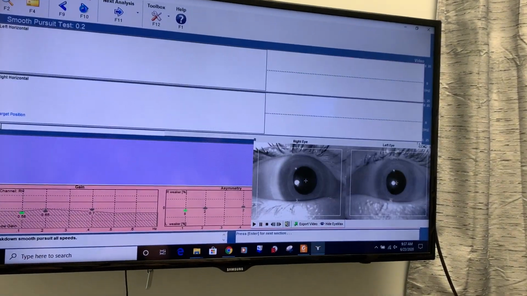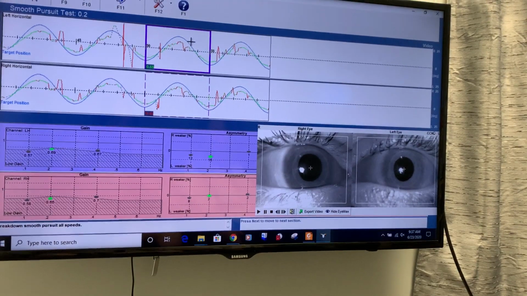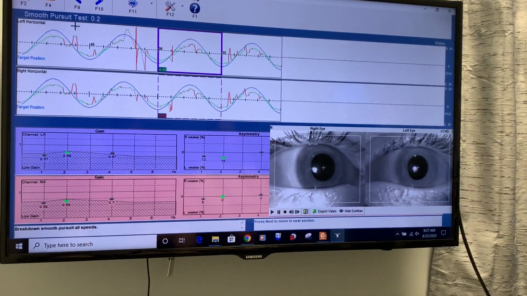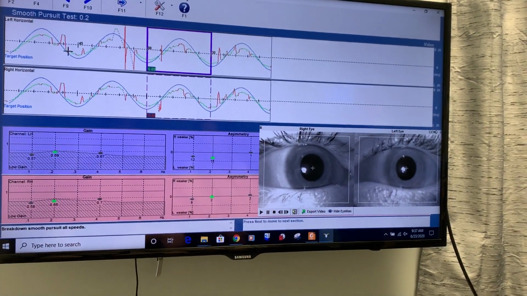So as these movements get faster, more breakdown, right? You see these lines just get a lot more erratic. These jumps off of the target become much bigger. So this right here is the eyes trying to follow, and all of a sudden they jump way off and come back, right?